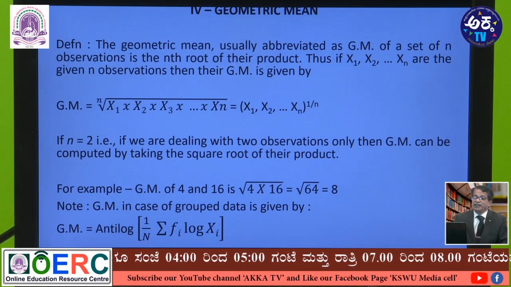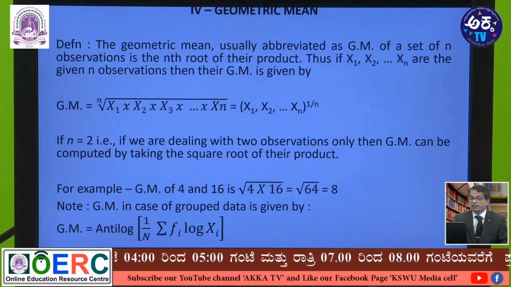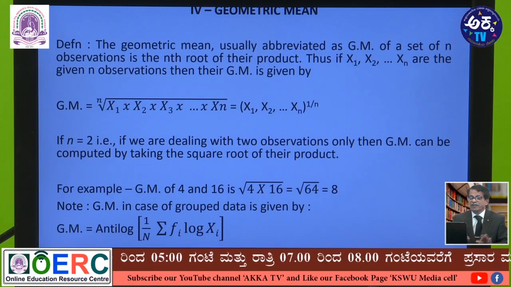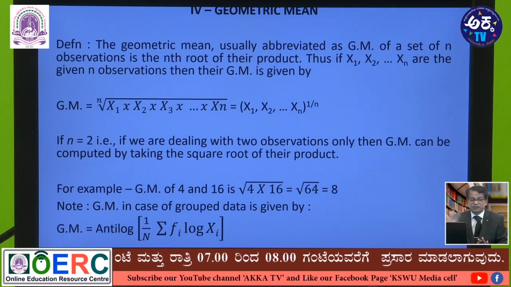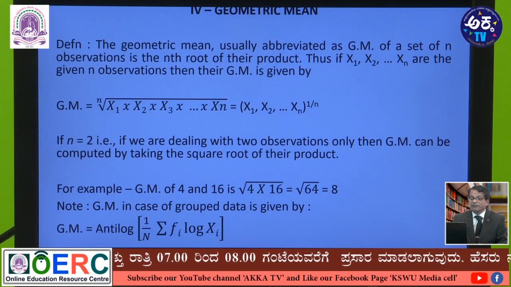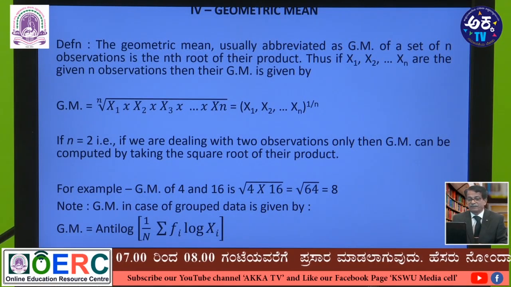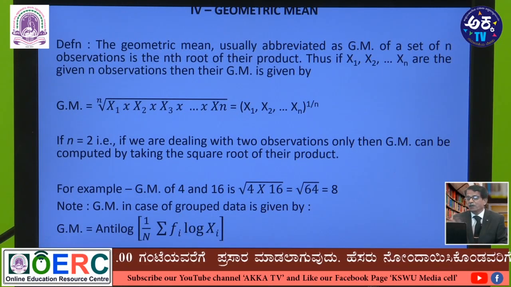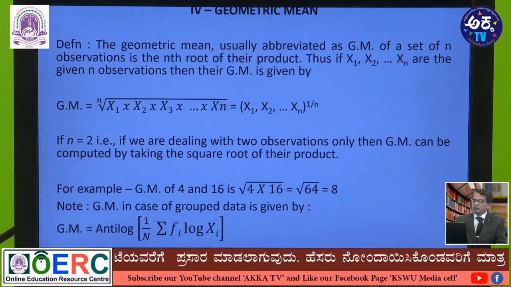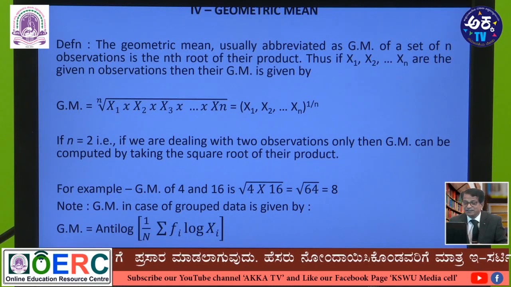So, if n is 2, means if there are only 2 observations, the geometric mean of the 2 is simply take the product and then the square root of that will give us the geometric mean. One example we have here for illustration: the geometric mean of 4 and 16 is simply the square root of 4 into 16, that comes out to be the square root of 64, and the result is 8.